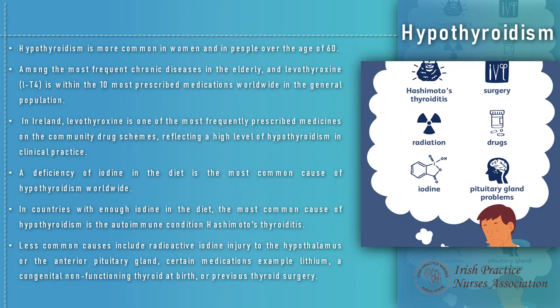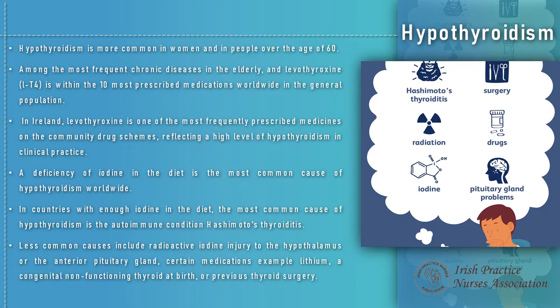Hypothyroidism is more common in women and in people over the age of 60. It is among the most frequent chronic diseases in the elderly, and levothyroxine is within the 10 most prescribed medications worldwide in the general population. In Ireland, levothyroxine is one of the most frequently prescribed medicines on the community drug schemes, reflecting a high level of hypothyroidism in clinical practice.